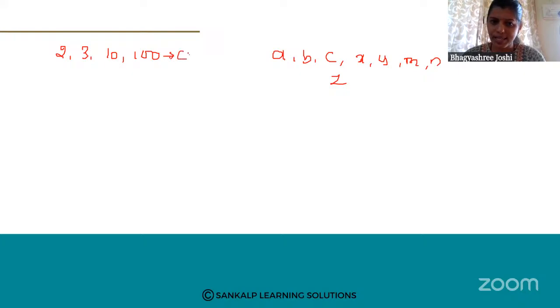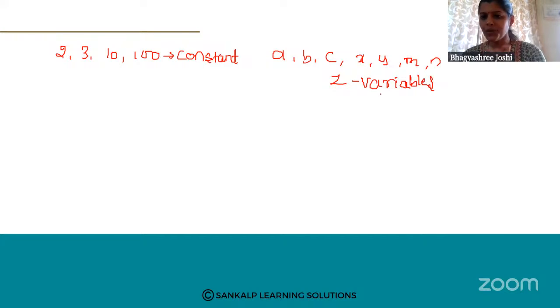What we call it as a constant. A, B, C, X, Y, M, N, Z. So any letter, you can use any letter. These all are called variables, right? So this we call constant terms, and this we call variables. Then what is the difference between constant and variables? Do you find any difference between constant and variable? Yes, there is a difference.